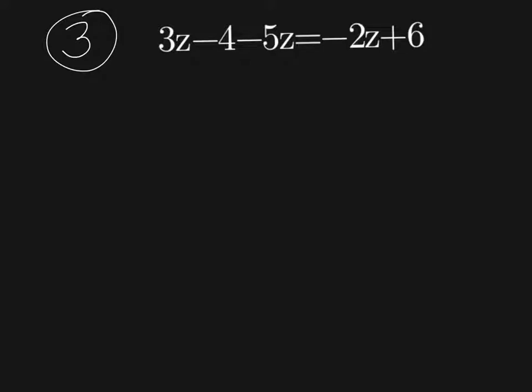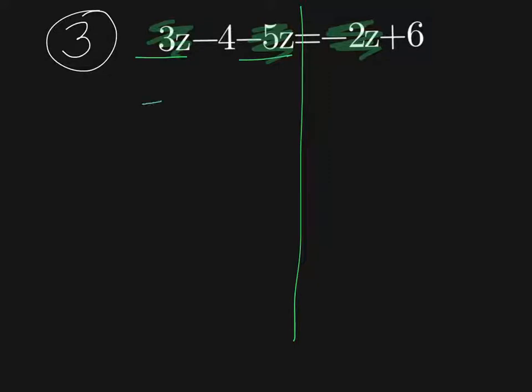All right, next one. All right, draw my line. Now on this one, you got to be careful because you can see I have a whole bunch of z's, 2 on the left side, 2 on the right side. So I need to get them all together. But before I start moving, I'm going to combine the ones that are on the left side. So I have 3z minus 5z, which gives me negative 2z.